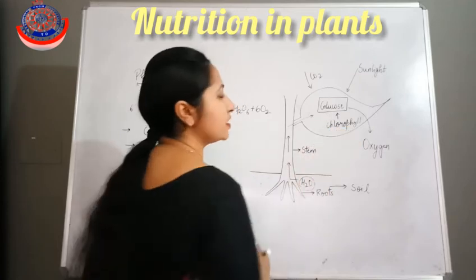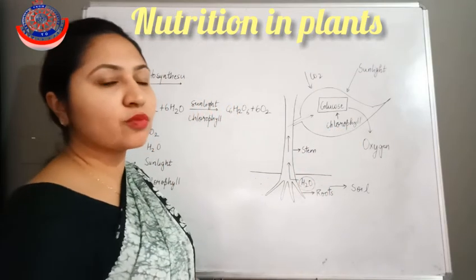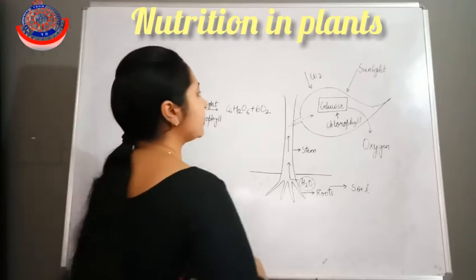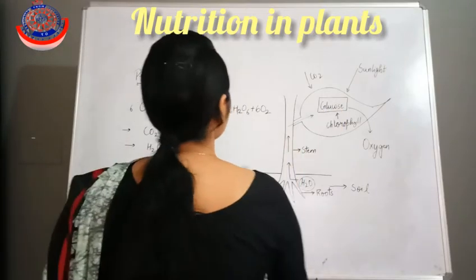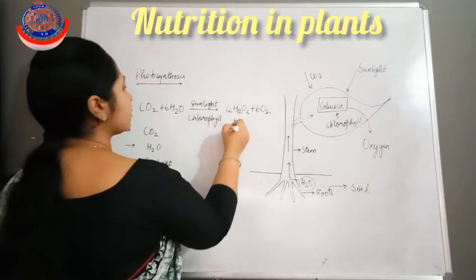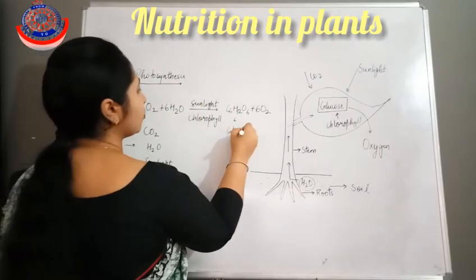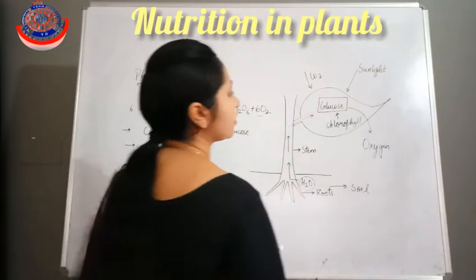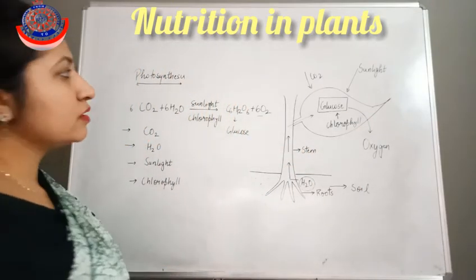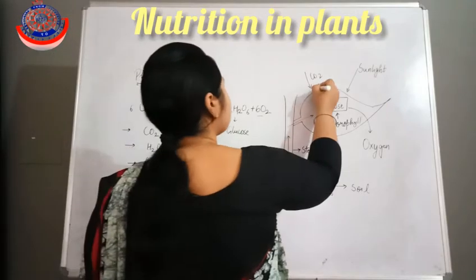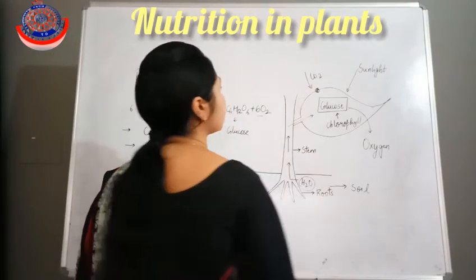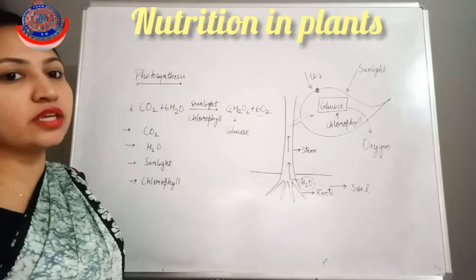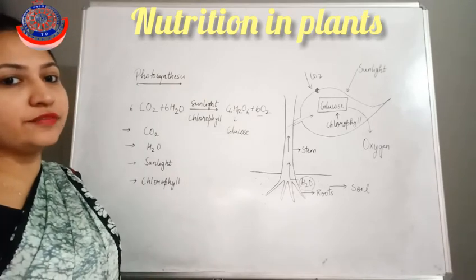molecules that are present in the chloroplast, and chloroplasts are present in the leaves itself, and after that glucose is formed. C6H12O6 is the formula of glucose, and it releases oxygen into the atmosphere through stomata. Even carbon dioxide they take through the stomata which are present in the leaves. So the exchange of gases occurs through the stomata in the leaves.